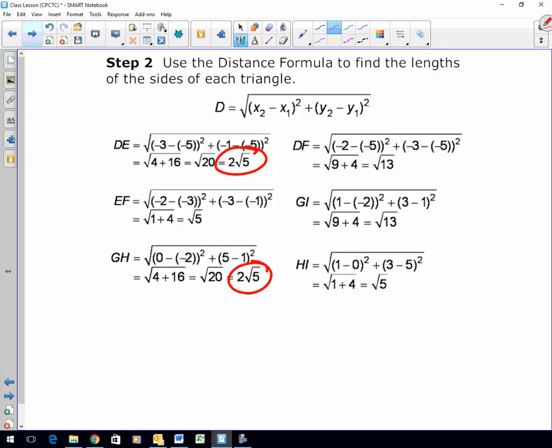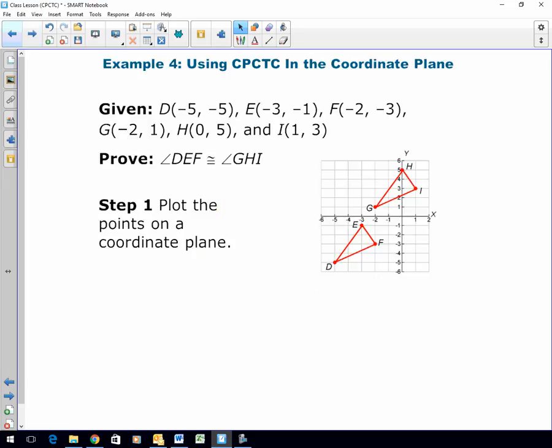Oh, wow. Those are congruent. These are congruent. If I had plugged these in, EF, DE, and all that good jazz. DE is congruent to HG. EF is congruent to HI. DF is congruent to GI. So I have three sides that are congruent in two different triangles. Do I have congruent triangles?